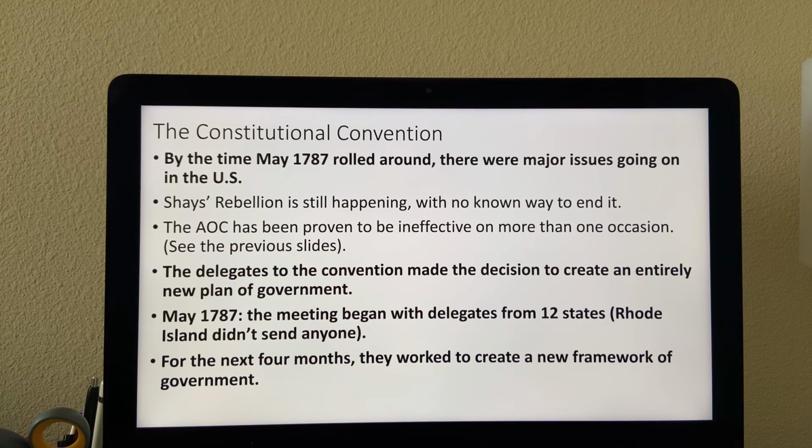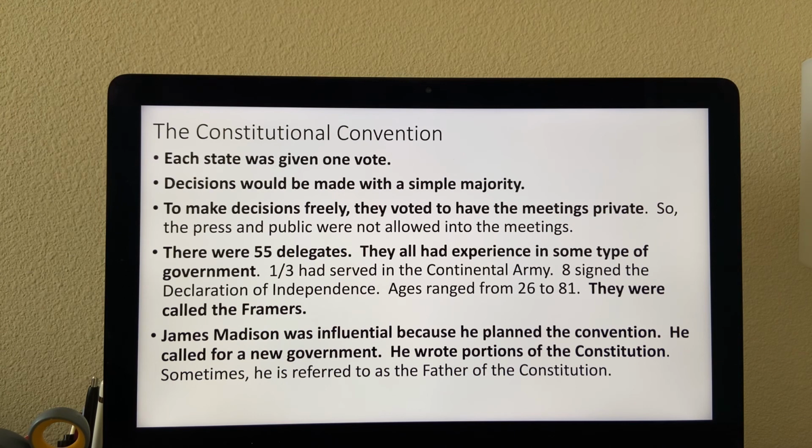So, in Philadelphia, in May 1787, the delegates meet and they ultimately decide. Now, remember, they weren't planning on coming up with a new form of government, but once they get there, they decide that they need to come up with a new plan of government. And so in May 1787, the delegates meet, and 12 states send people. Rhode Island is the only one that didn't send anybody. And for the next 4 months, they are creating our framework of government.